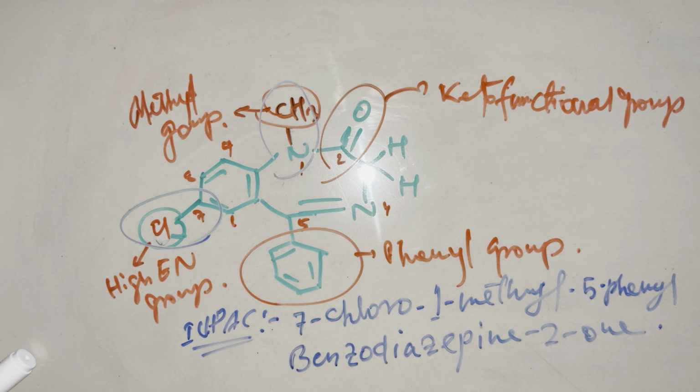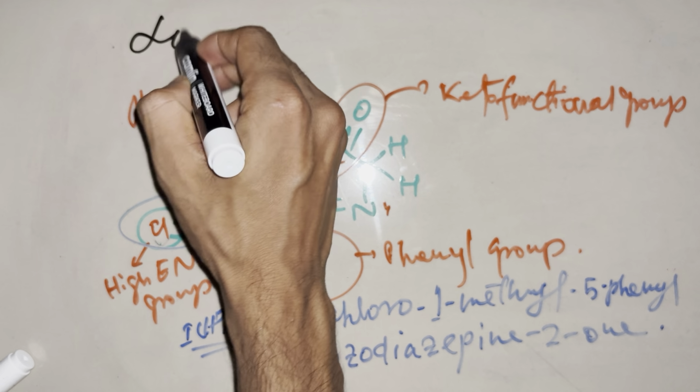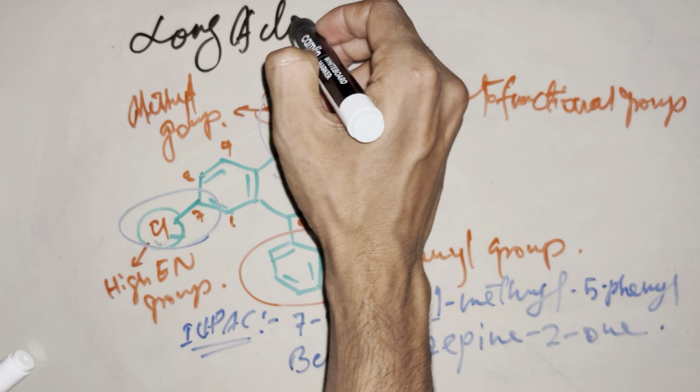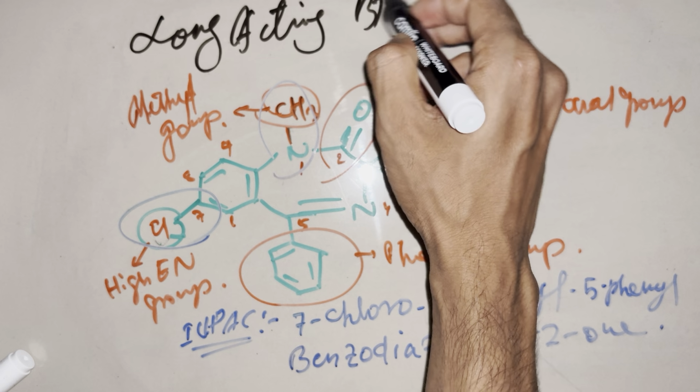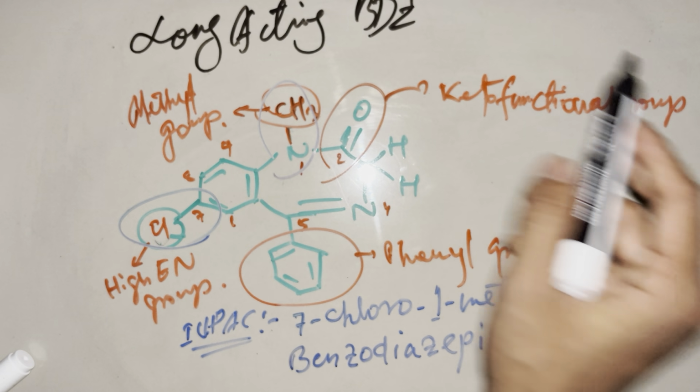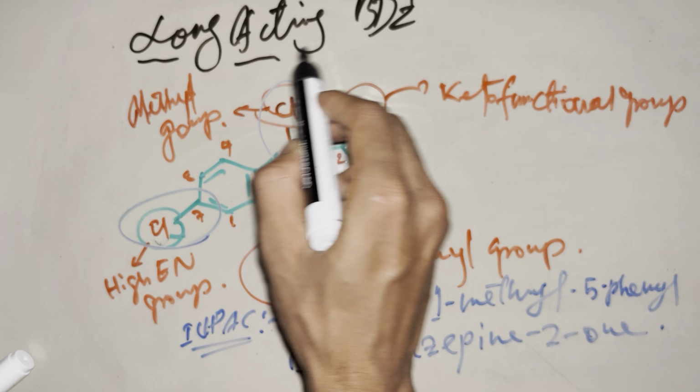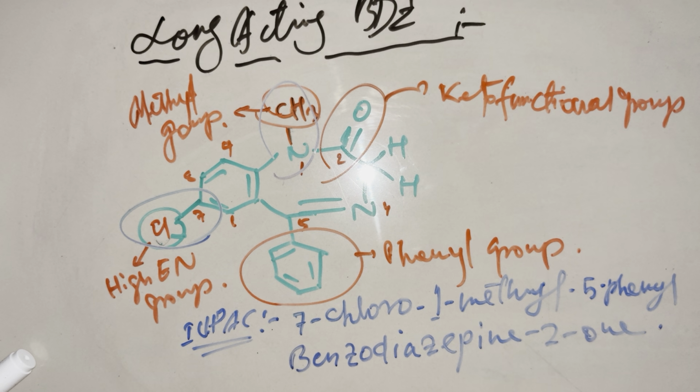This is an example of which type of benzodiazepine? This is an example of long-acting benzodiazepine, long-acting BDZ. Now we will see other examples of long-acting benzodiazepine such as flurazepam and clonazepam.